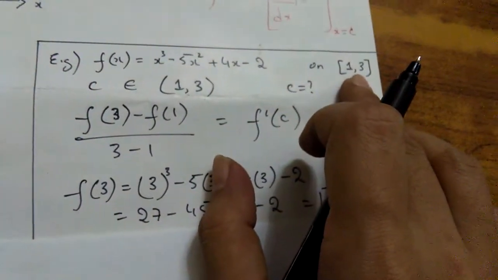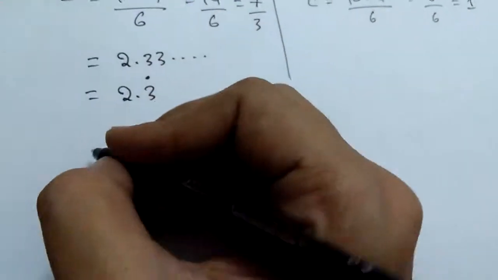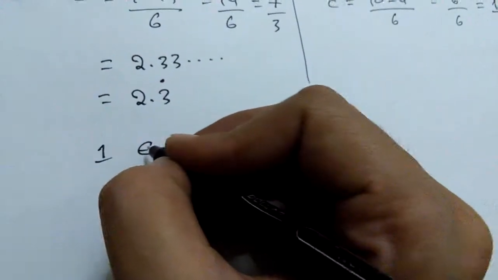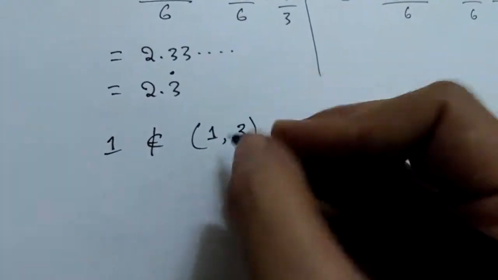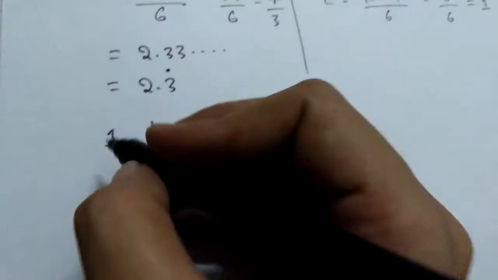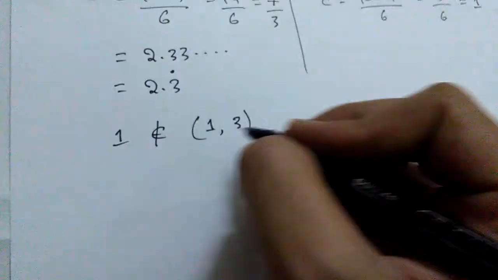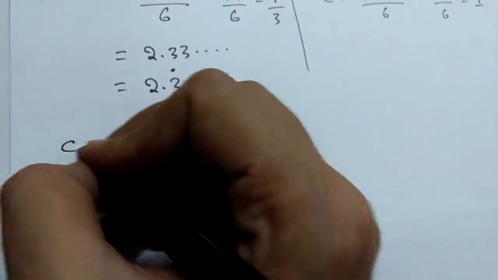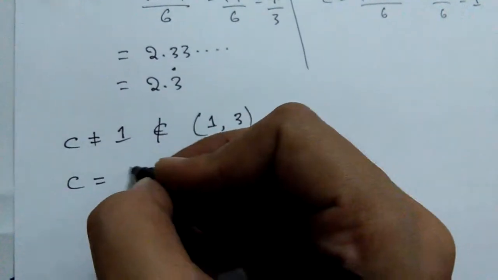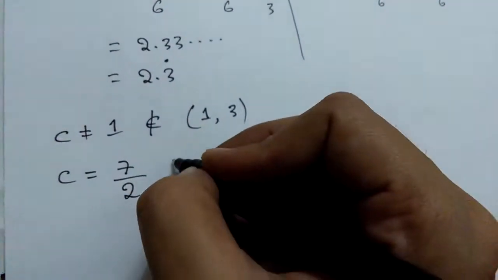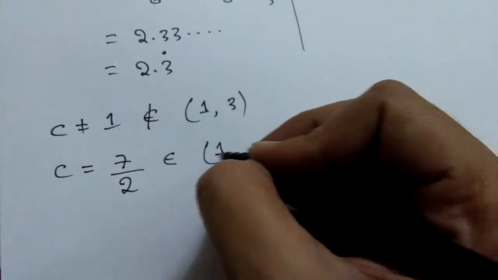And our interval was the open interval from 1 to 3. So 1 cannot be part of the open interval 1, 3, because you know that in an open interval the boundary points are not included. So c cannot be equal to 1. Yes, c is our 7 by 3 because it belongs to your open interval.